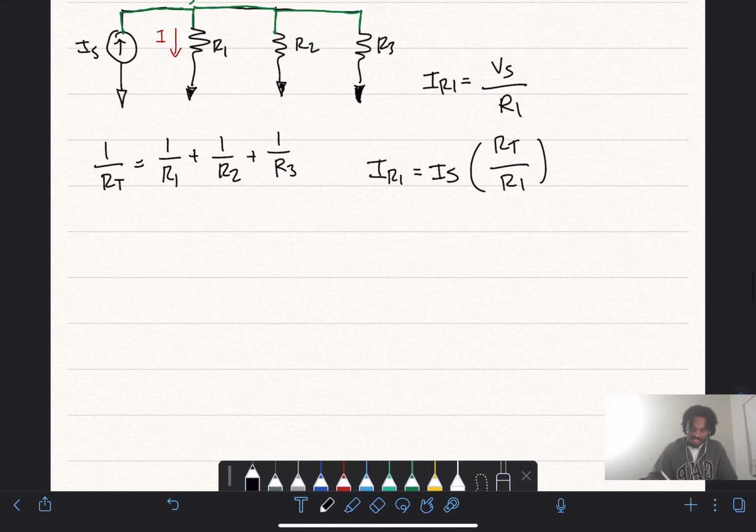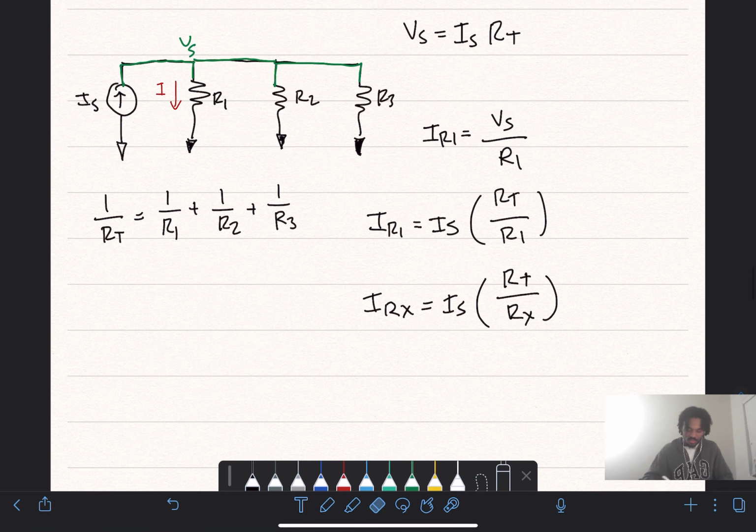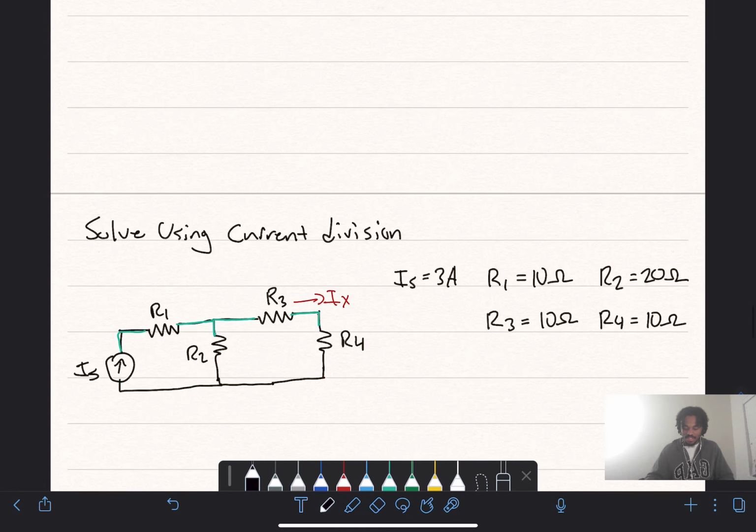And then we can say in general, the current through the resistor of interest, or the component of interest, is equal to the source current, the current that's being divided amongst the components, times the total resistance of the parallel combination divided by the resistance of the component you're actually interested in. So this is the general formula that we're going to apply to the example that we've got down here.